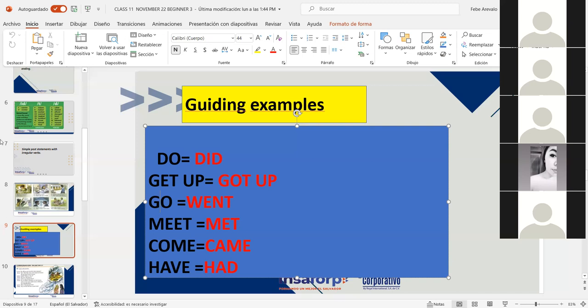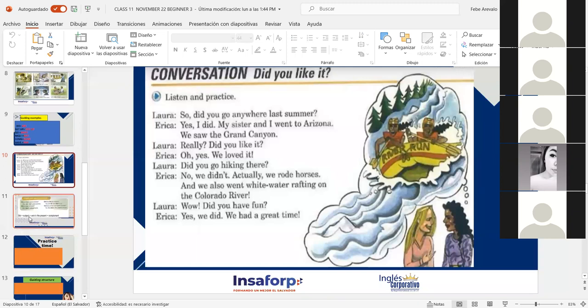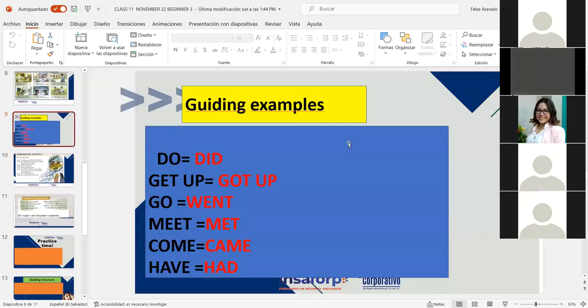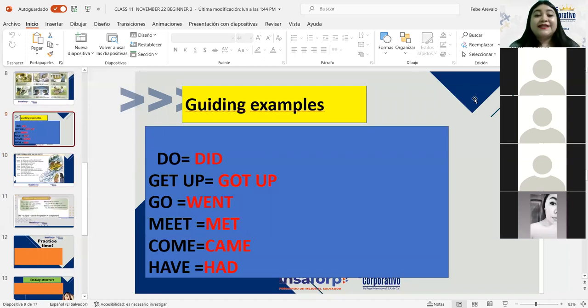Listen, for tomorrow's class, we're going to check this content, all right? Did you like it? We are going to see how to form some questions in simple past, because the same thing as you practice with simple present, the questions, you will practice the questions in simple past because they are also important.